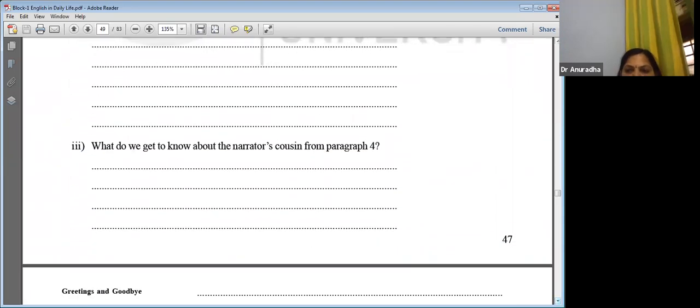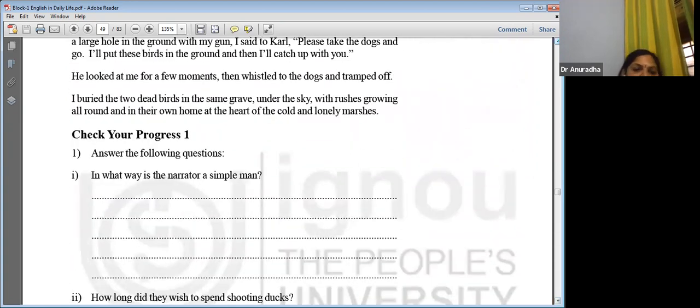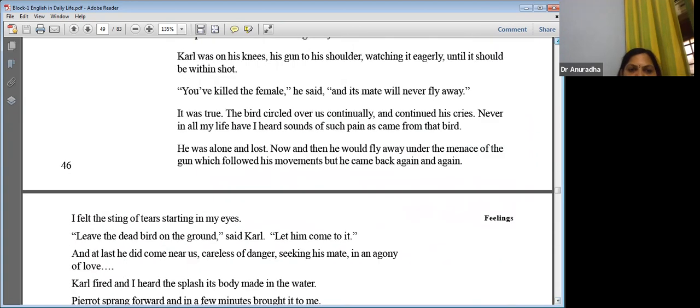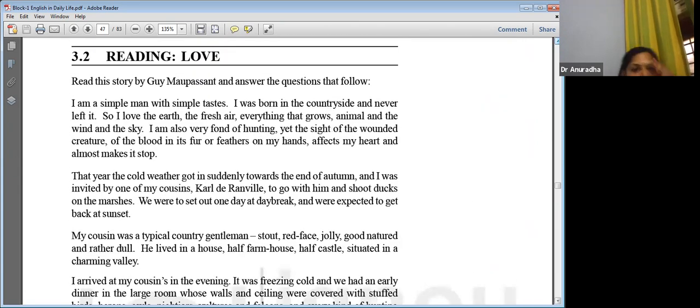So this is a long paragraph. Okay, we have to answer some questions. In what way is the narrator a simple man? The first question is, how can you say that the narrator is a simple man? Because in the very first line he says, "I am a simple man with simple tastes, and I was born in the countryside." Countryside means he was born in a village and never left it. So I love the earth, the fresh air, everything that grows. He has never left it, means he has never been in the city.